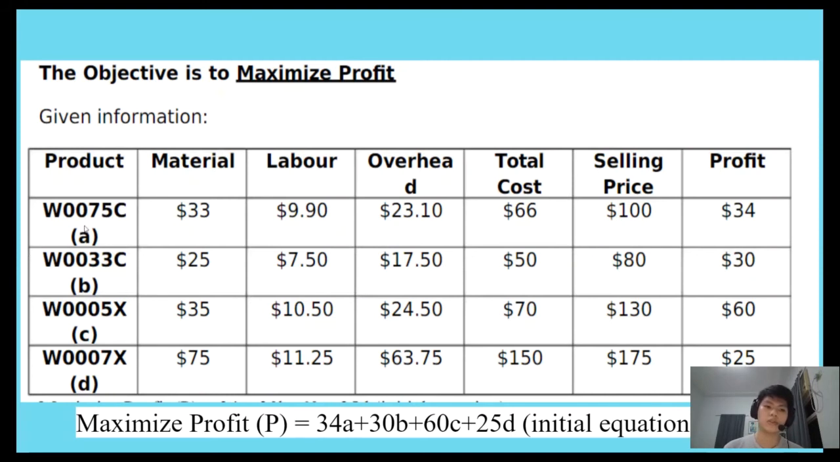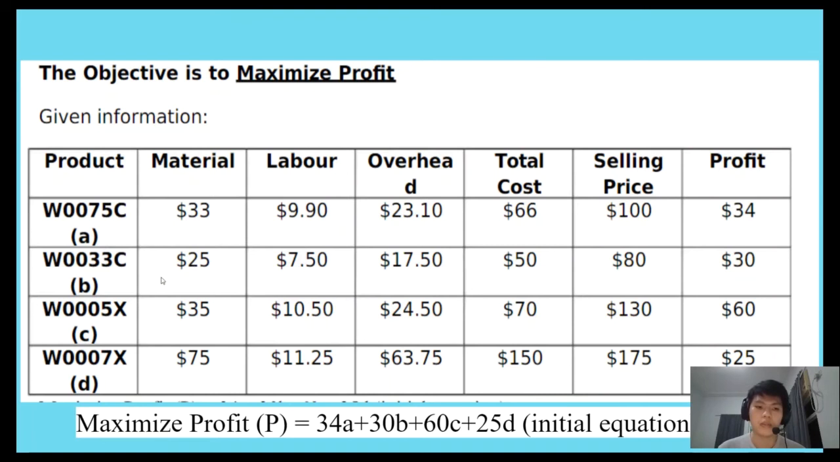Okay, so to get the profit, we first need to get the total cost, and that's to add the material, labor, and overhead for each product. So that's $33 plus $9.90, and for the overhead we add $23.10. The total cost for this product A is $66. Then we subtract it from the selling price of $100. That's how we get the $34 profit for product A.